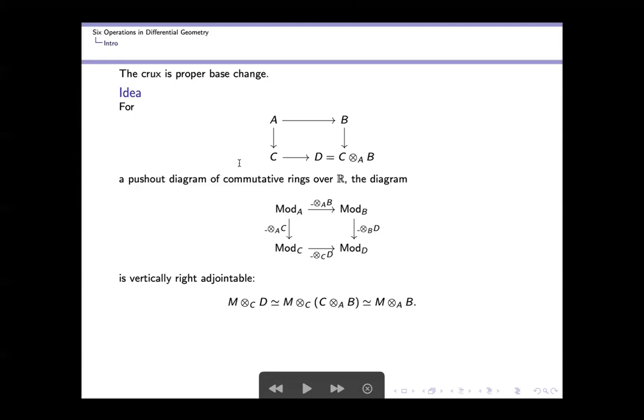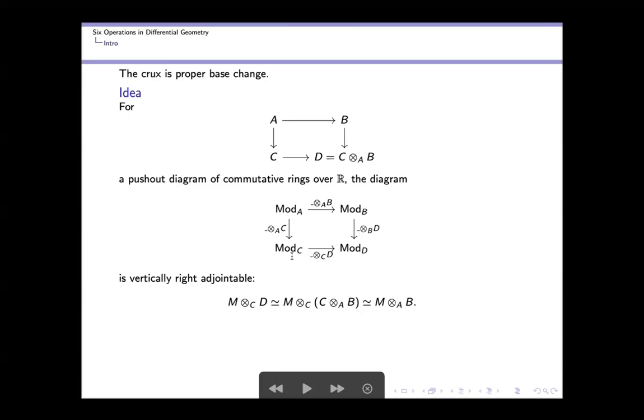So say you have a pullback diagram of schemes. Well, of affine schemes, that corresponds to a push-out diagram of algebras, right? So D is going to be the tensor product of C and B over A, and hitting this with a functor that takes modules gives you this square diagram. And now the question of base change is whether going up and right is the same as going right and up. But in this case, that's true.